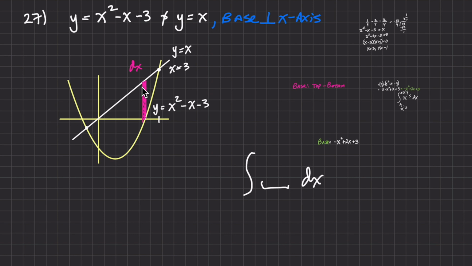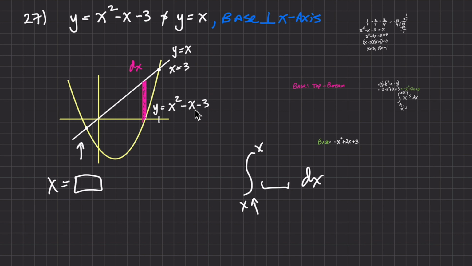That means we need x's within the integrand. That means we need x values here. So let's first determine what these x values are. So we have two functions. We have y equals x, and we have y equals x squared minus x minus 3. We want to end up with x equals something, so that means we want to keep the x's involved.